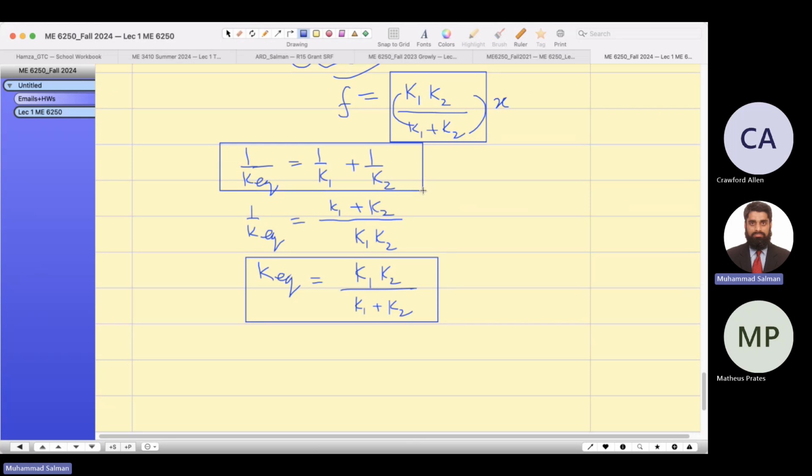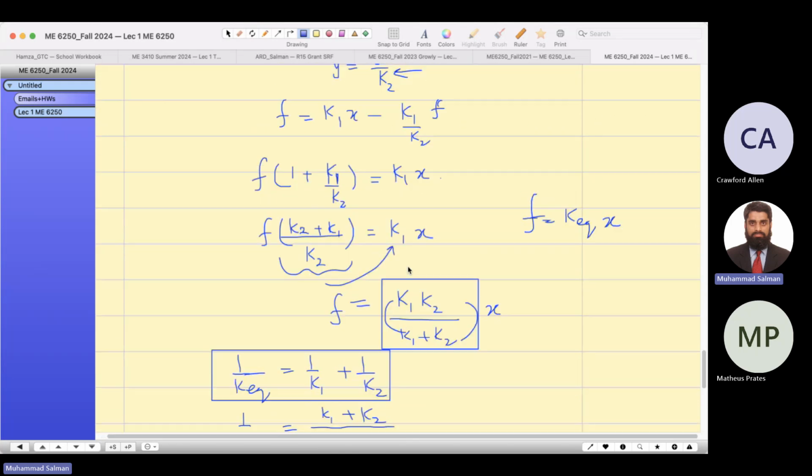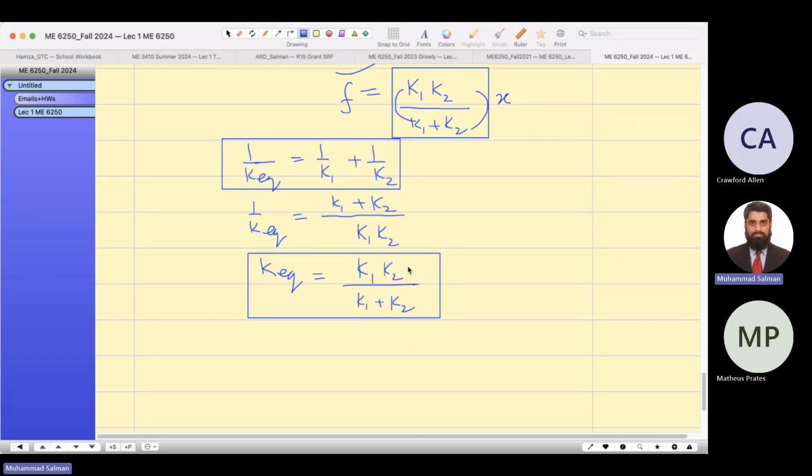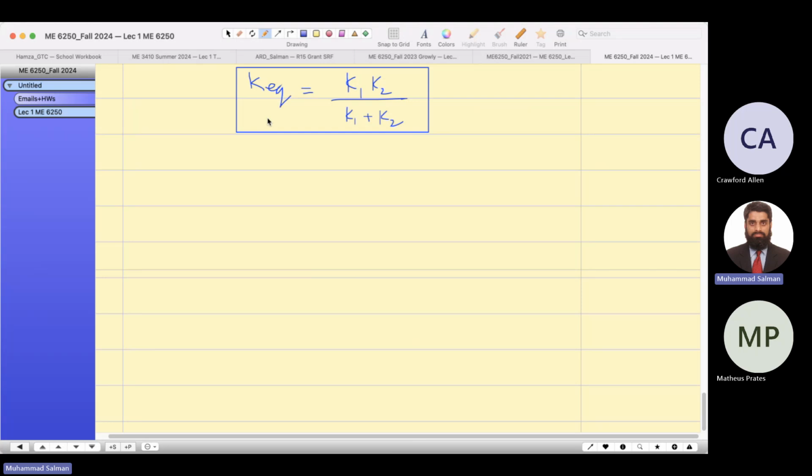So for the series combination, we have found the formula for two springs. For the series combination, 1 over k equivalent is equal to 1 over k1 plus 1 over k2. And if you have more than two springs, you will apply the same formula and add 1 over k3, 1 over k4, and so on. Agreed? You understood this point? Okay, that's good. So I can write down the general formula for the series combination.